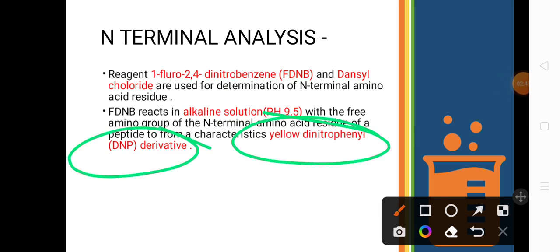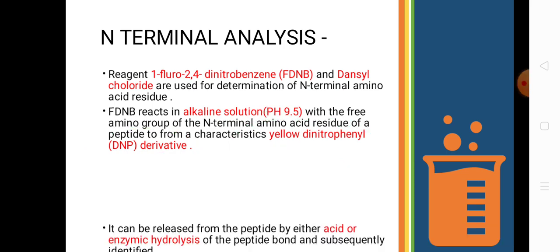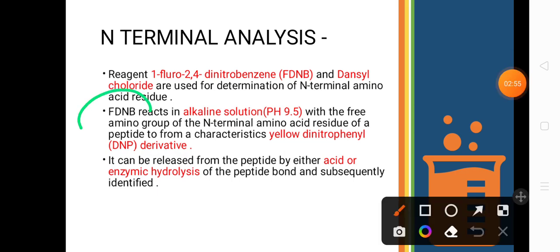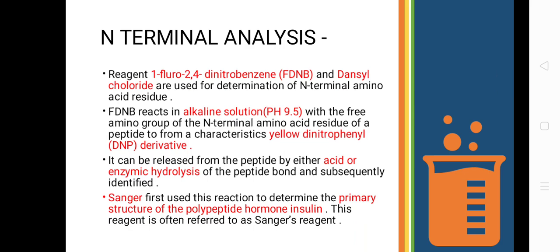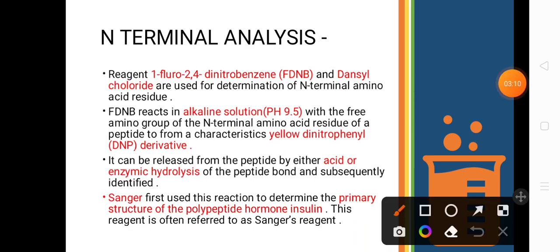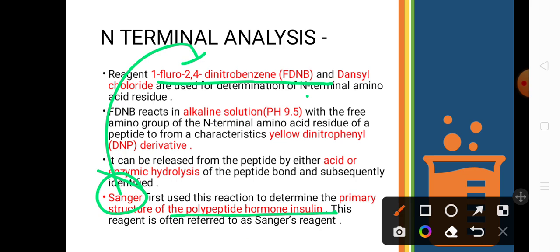So once we have derived the yellow dinitrophenyl derivative, it is important to remove that labeled residue from the peptide, and we can easily do this with the help of acid hydrolysis or enzymatic hydrolysis. Then by subsequent analysis we can easily find out what the N-terminal amino acid residue is. The scientist Sanger first used this method to determine the primary structure of the polypeptide hormone insulin. That is why this reagent, 1-fluoro-2,4-dinitrobenzene, is also known as Sanger's reagent.